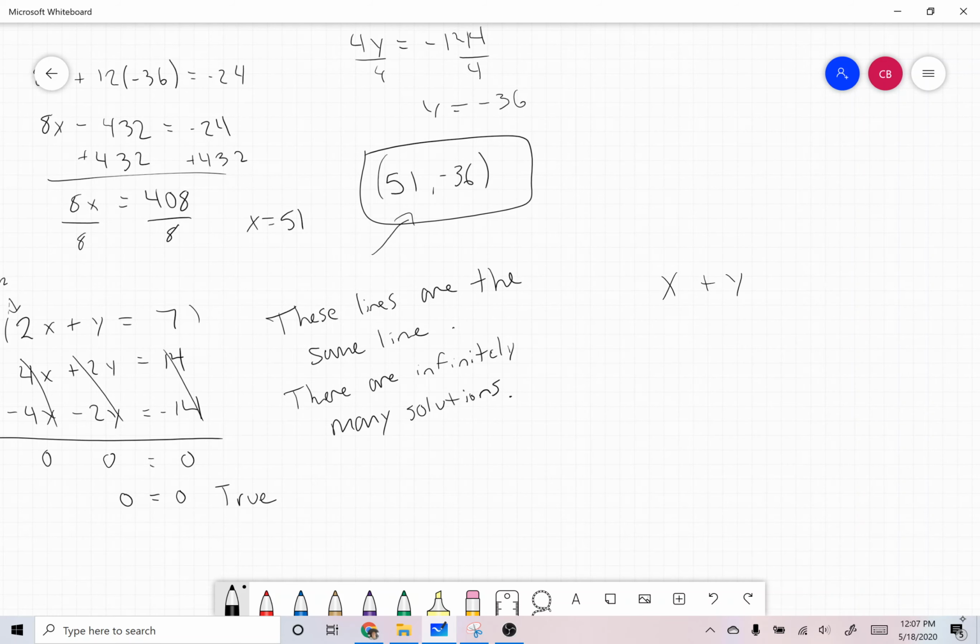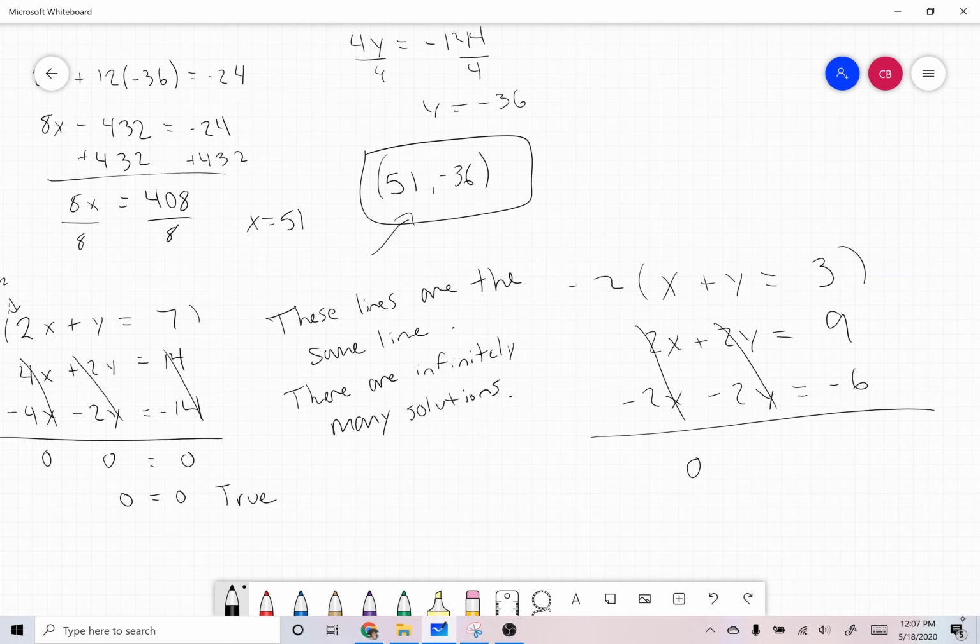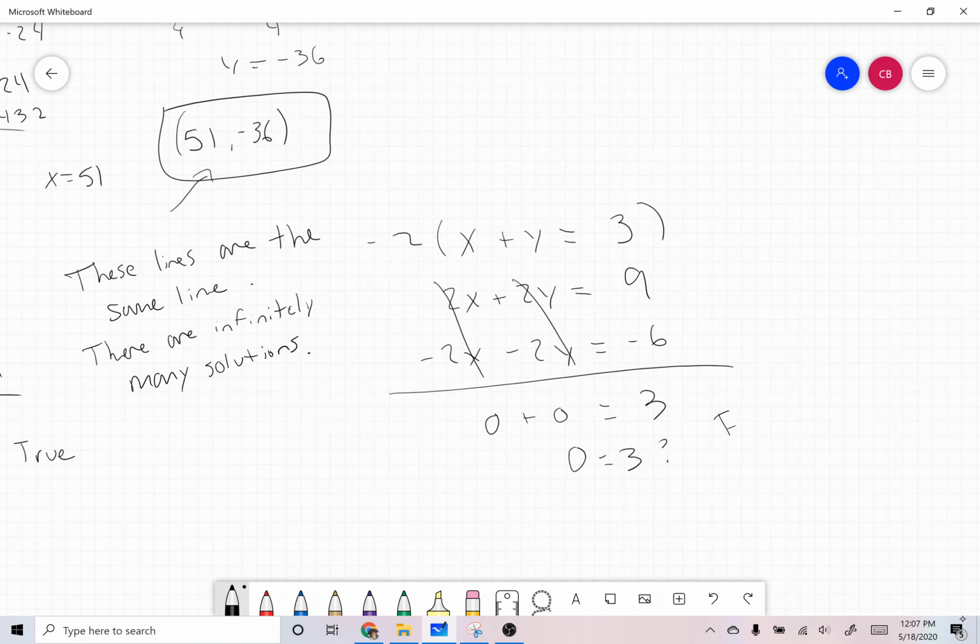If I do x plus y is equal to 3, and I do 2x plus 2y is equal to 9, and we try elimination on this, let's multiply this one by negative 2. Minus 2y is equal to negative 6. 0, 0, 3. 0 is equal to 3. Well, does that ever happen? No, false. These lines are parallel. There is no solution.